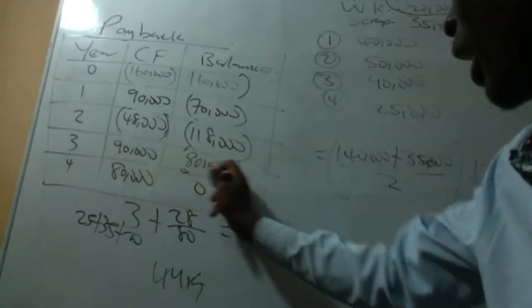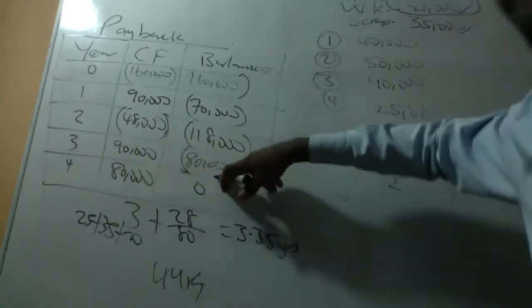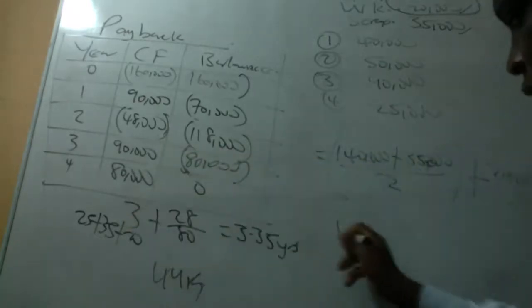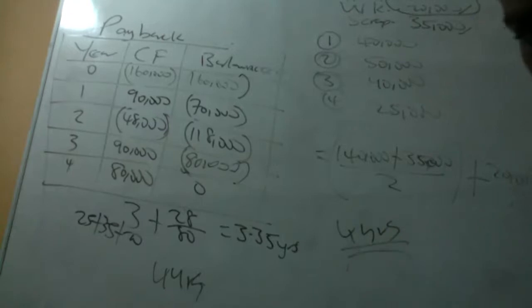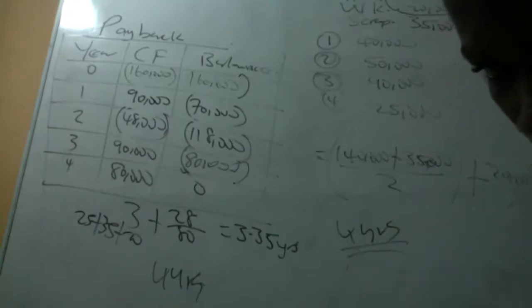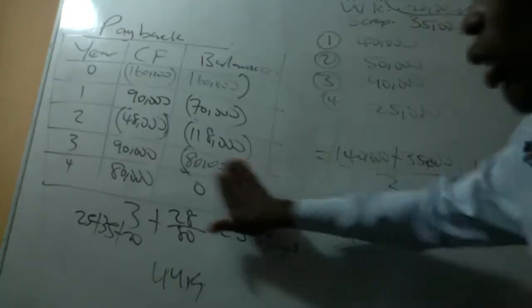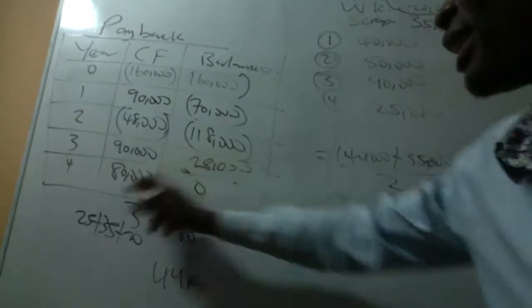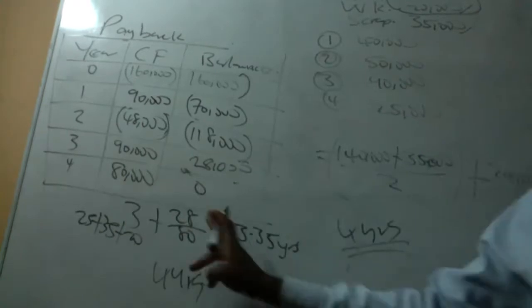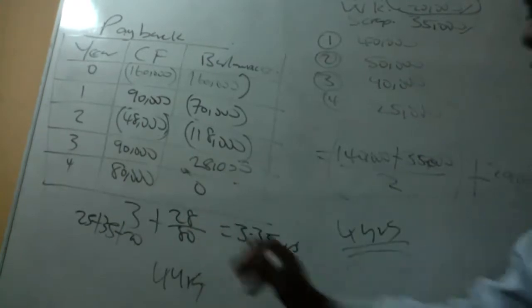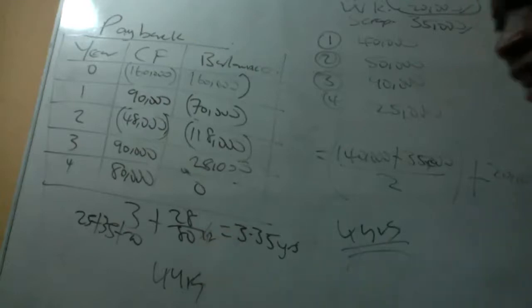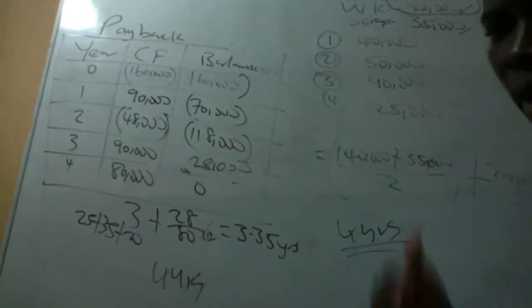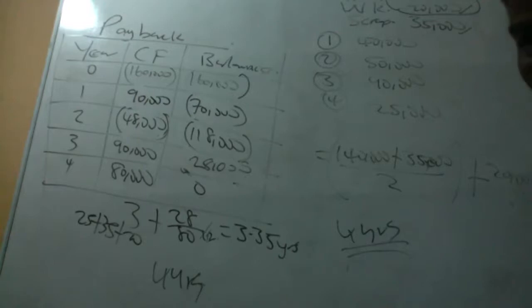Assuming that here the balance left is 80,000, I have 80,000 here. So that one is flat, 4 years. But because the balance here is 28, and this 80,000 is for the whole year, that's why we pick only 28 out of 80. We can even multiply it by 12 if you want it in months, or by 365 if you want it in days. So that is it.